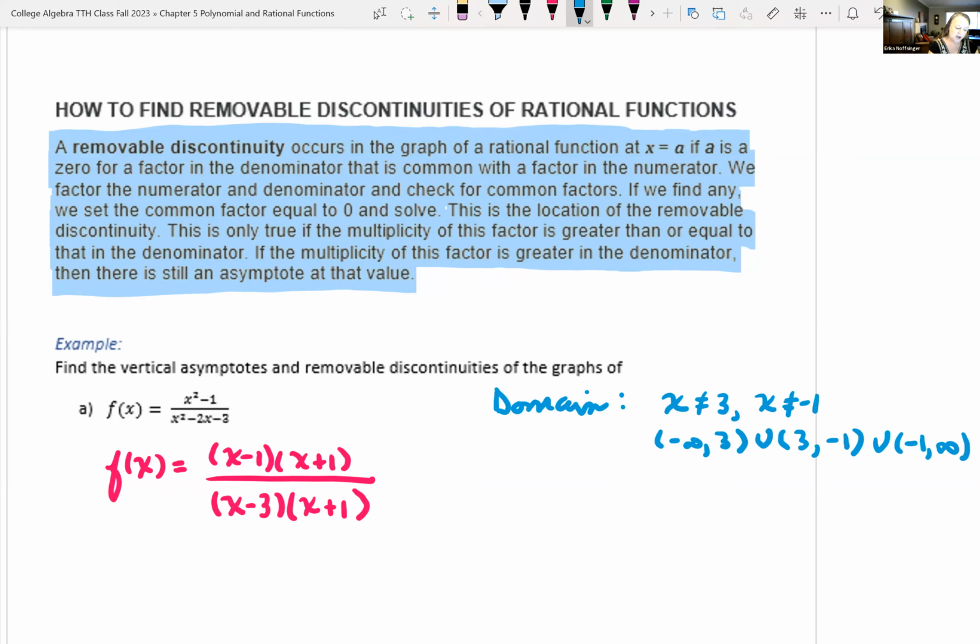I notice that we have a common factor of x plus 1. And so the only factor remaining in my denominator is x minus 3. So our vertical asymptote is going to occur at the value which sets our denominator equal to 0, the remaining factor. So we have a vertical asymptote at x equals 3. Since negative 1 is the value that sets both the numerator and denominator equal to 0, we have a removable discontinuity.